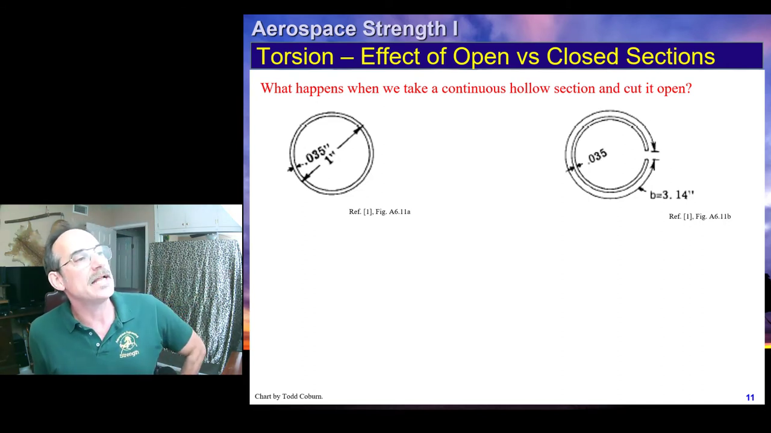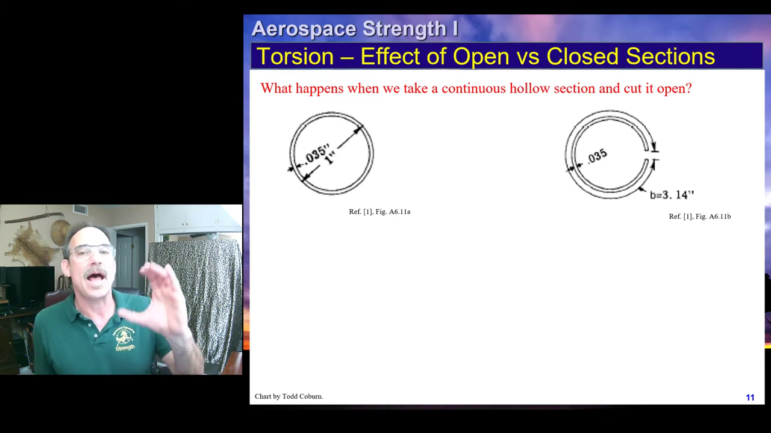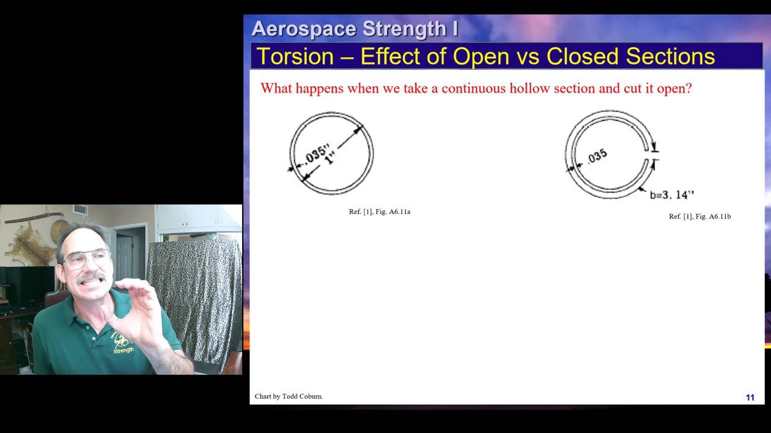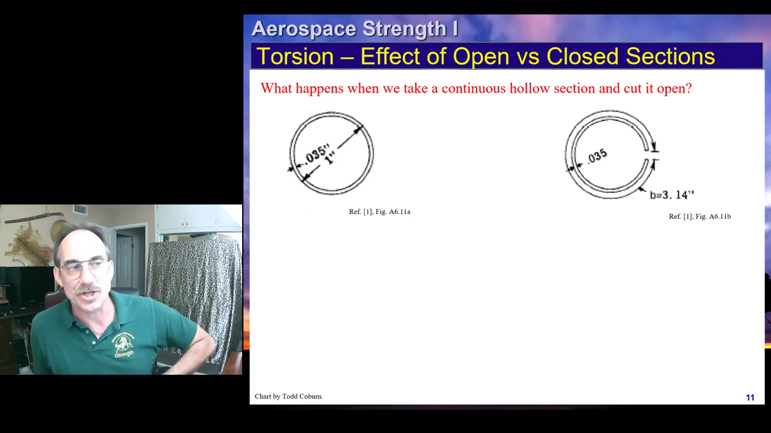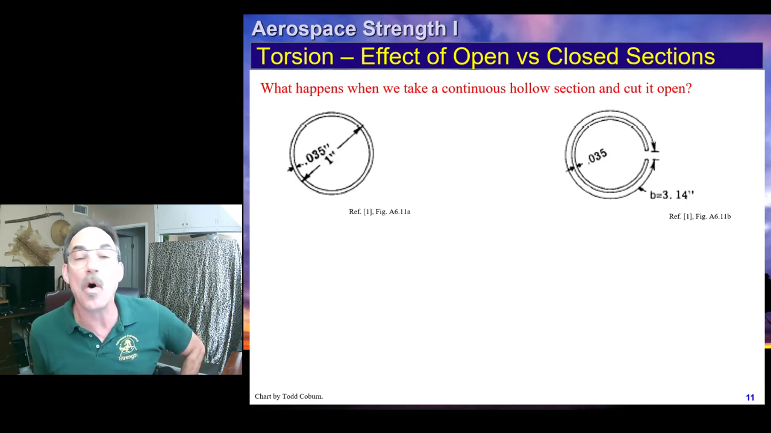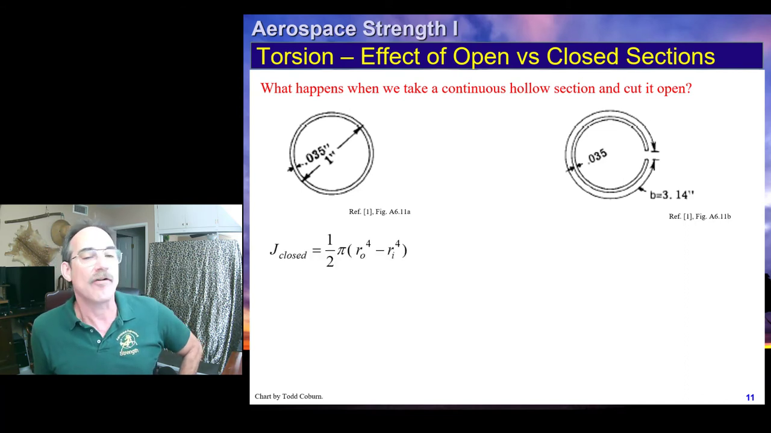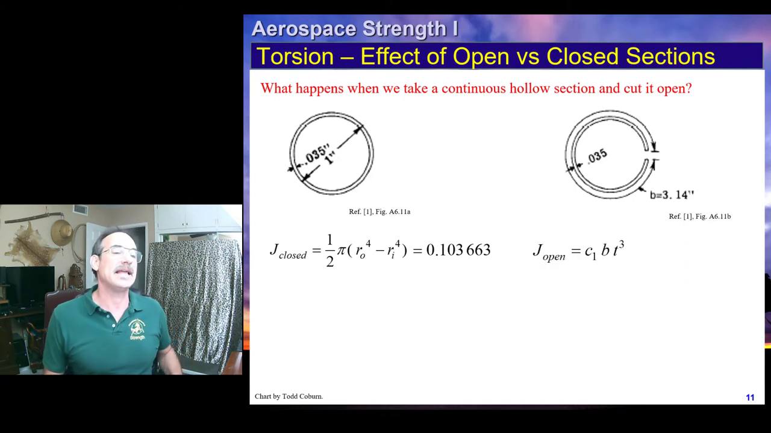So in the first one, let's say we have this little pipe or thin-walled section. And in the second one, let's say some knucklehead sliced it along the edge. So now it's a thin wall, but it's no longer closed, it's open. Our first one, the torsional constant, is the polar moment of inertia, which we calculate like this.